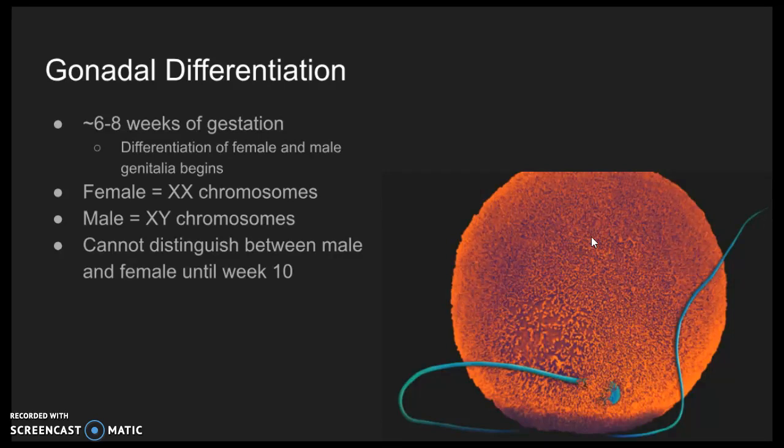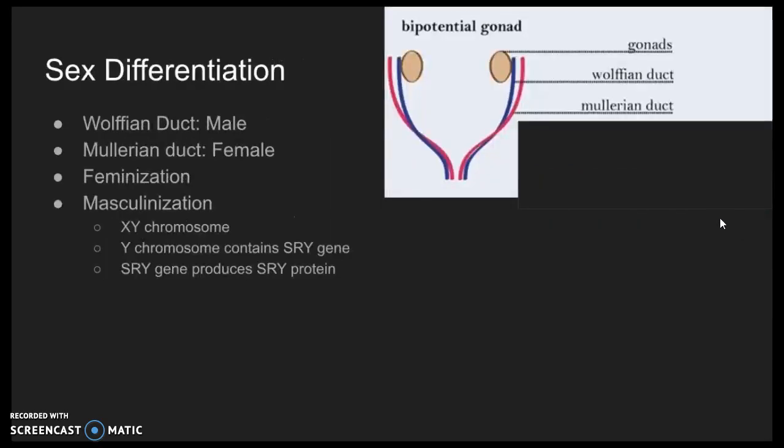An oocyte, which is this structure right here, will always contain an X chromosome, and a sperm, which is this structure right here, will either contain an X or a Y chromosome, which determines the sex of the fetus. Sex differentiation: the fetus begins with a Wolffian duct and a Mullerian duct and a bipotential gonad. The Wolffian duct is towards male and the Mullerian duct is towards female. The fetus will go either 2 ways, feminization or masculinization.